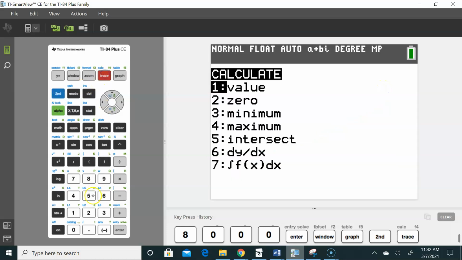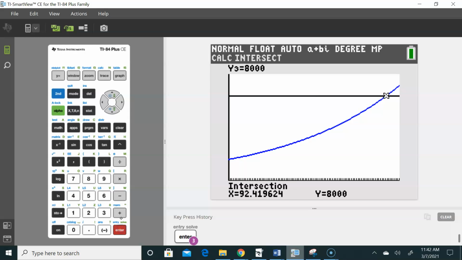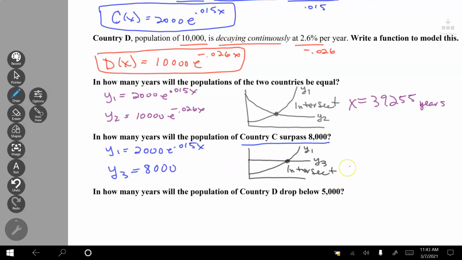Second trace, number 5, enter, enter, enter. And you see it takes a little bit more than 92 years for country C to get to 8,000 people. So this intersection is x equals 92.420 years.